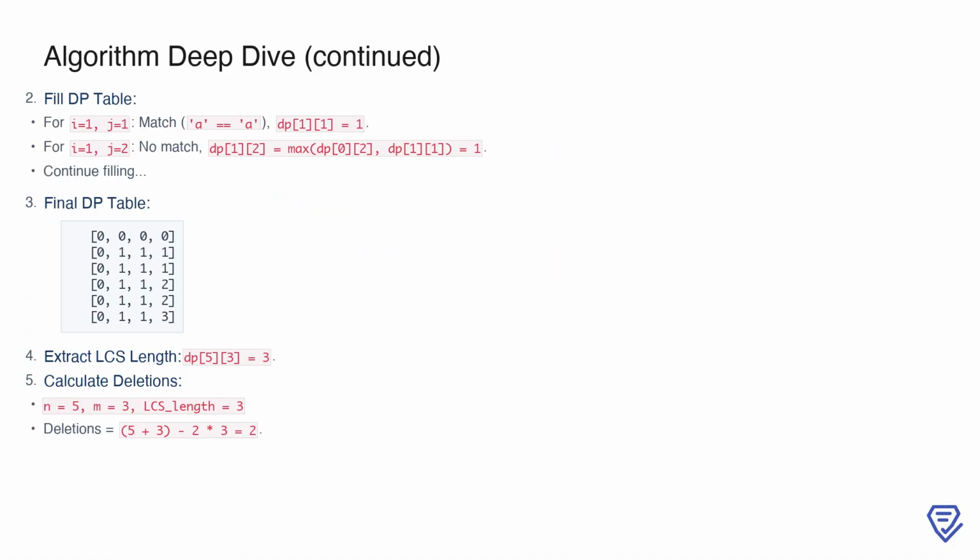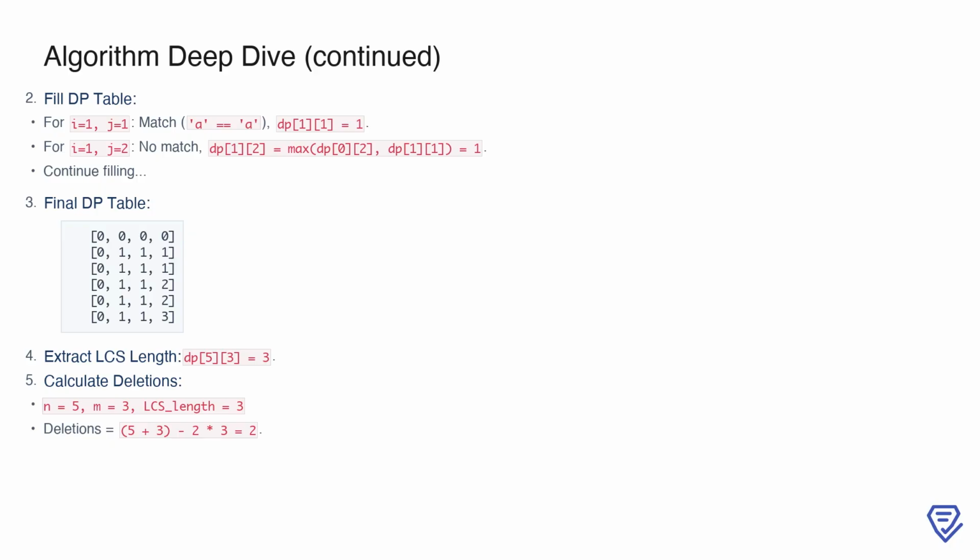With the table initialized, we begin filling it by comparing characters of s1 and s2. At i equals 1, j equals 1, the characters s1[0] and s2[0] both equal A, so we set dp[1][1] equals 1. At i equals 1, j equals 2, the characters do not match, so dp[1][2] equals max(dp[0][2], dp[1][1]) equals 1.